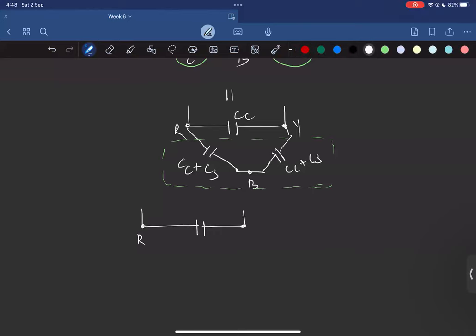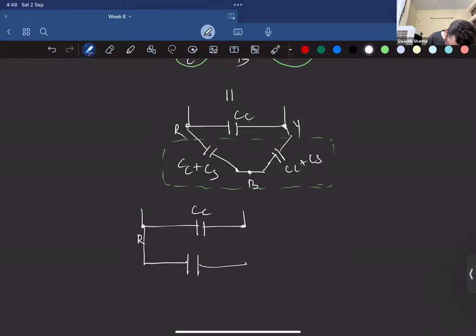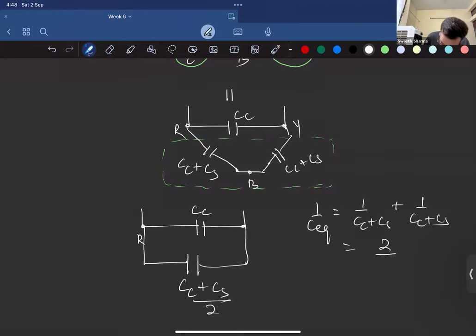Yeah. So what would that be? CC plus CS by 2, right? So 1 by C equivalent is equal to 1 by CC plus CS plus 1 by CC plus CS. What is this? 2 upon CC plus CS. Therefore, C equivalent is nothing but CC plus CS by 2, right?